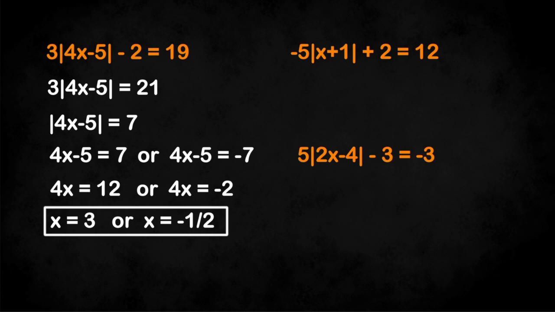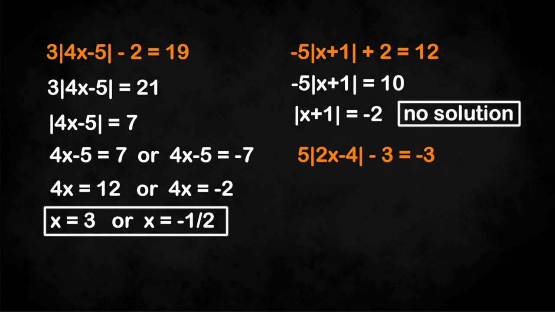For the first equation, if we subtract 2 from both sides, and then divide by negative 5, we are left with the absolute value of x plus 1 is equal to negative 2. Because absolute value cannot be negative, there is no solution.